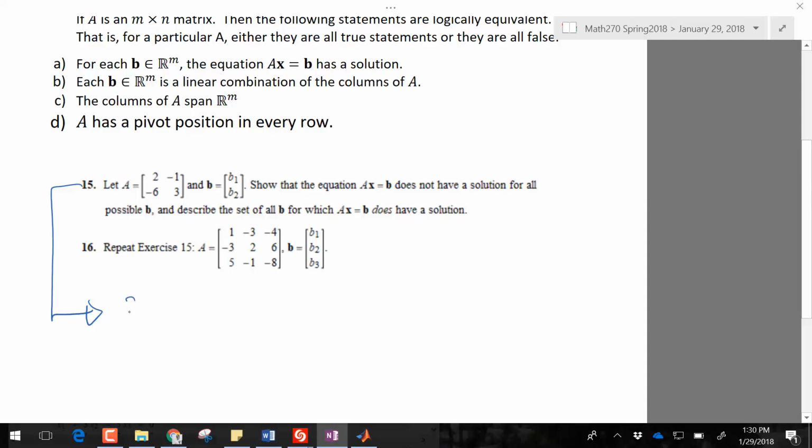So let's get to it. Just set it up like an augmented matrix and then do the row reduction. I think I want to multiply the first row by 3 and add it to the second row.